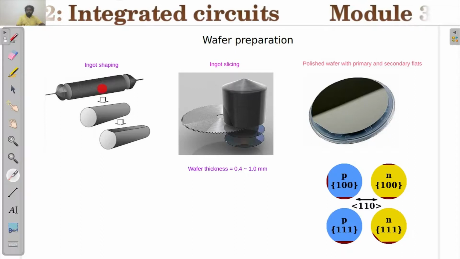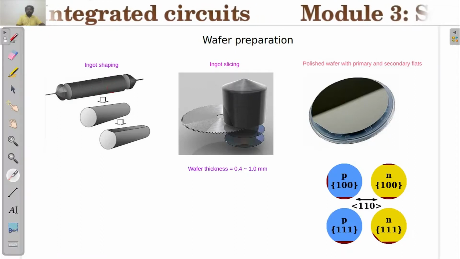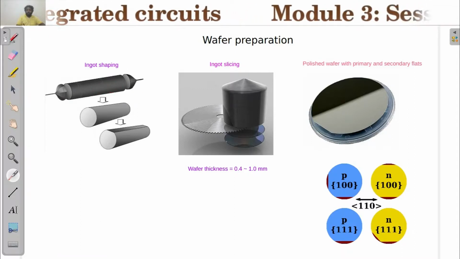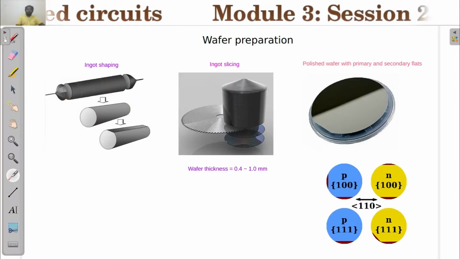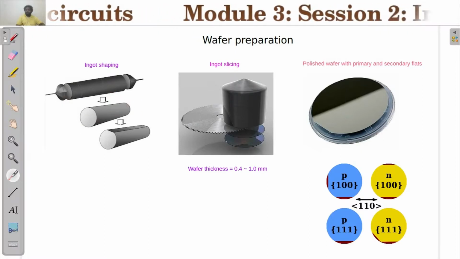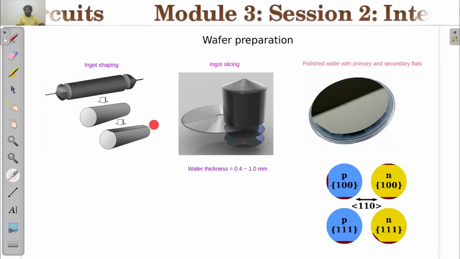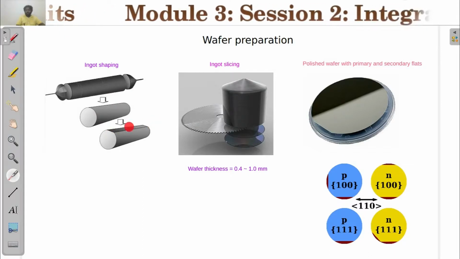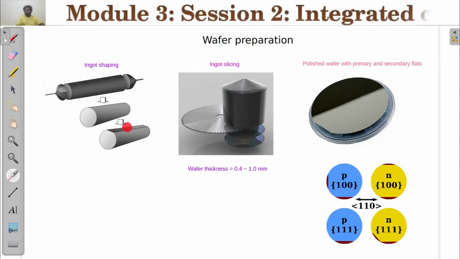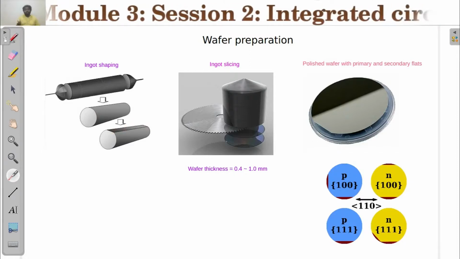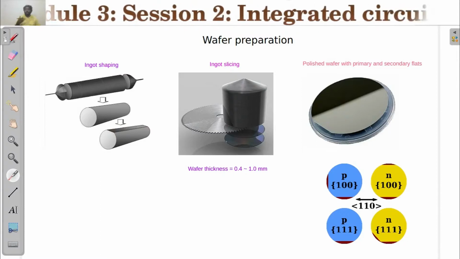So we have an ingot here, and we will be cutting both ends of the ingot so that you get a cylindrical shaped structure. And in the cylindrical structure, we will be longitudinally marking a particular region and cutting it off, removing a longitudinal region like this. And this region is called a primary flat. It is basically used for aligning purposes and all.